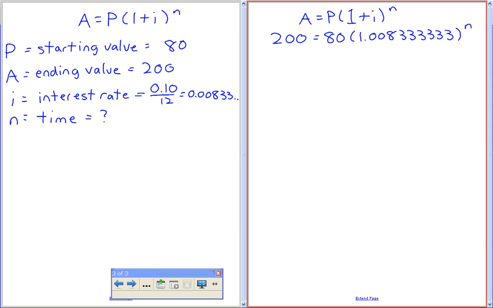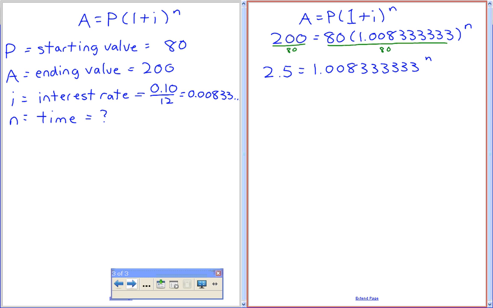Divide by 80. So remember always, and we've seen these types of questions before with half-life, this should look familiar. The variable is in the exponent. 200 divided by 80 is 2.5, thank you. And again, you want to put as many 3s as humanly possible to fit in your calculator. Your super calculator can do that.